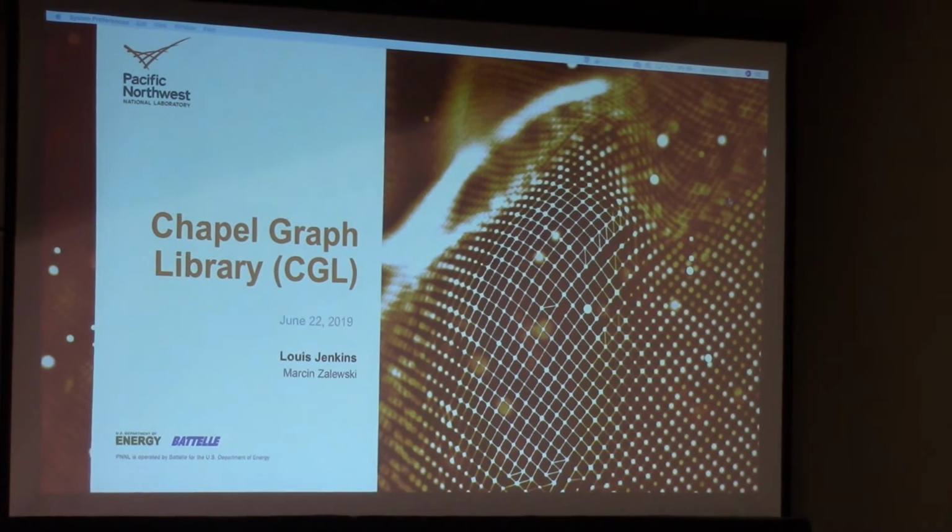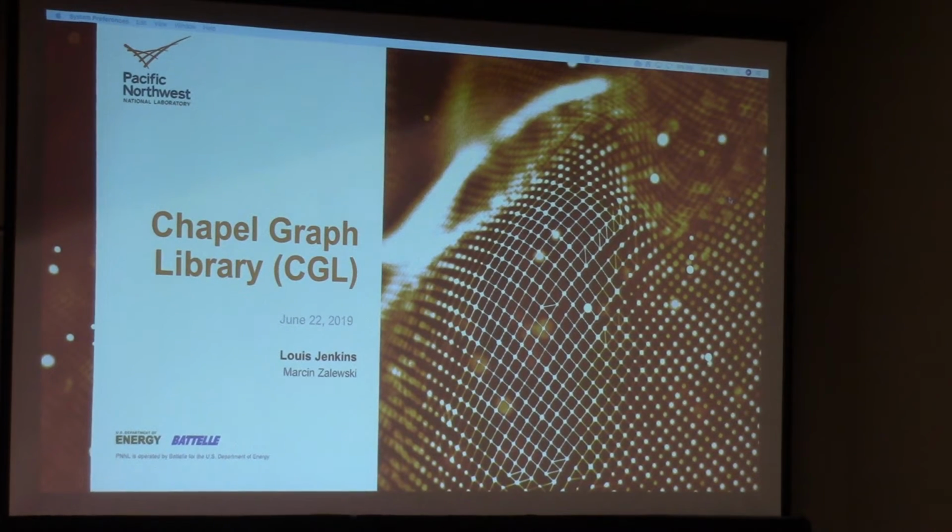We have Jenkins, who I've been working with for a while, starting with the Google Summer of Code. I've always been impressed with Lewis's work. Recently, he's been working on Chapel Graph Library, building on previous work on hypergraph libraries. I think graphs and graph analysis are an important tool that can be used to study a lot of different domains. So let's see what Lewis has to say.